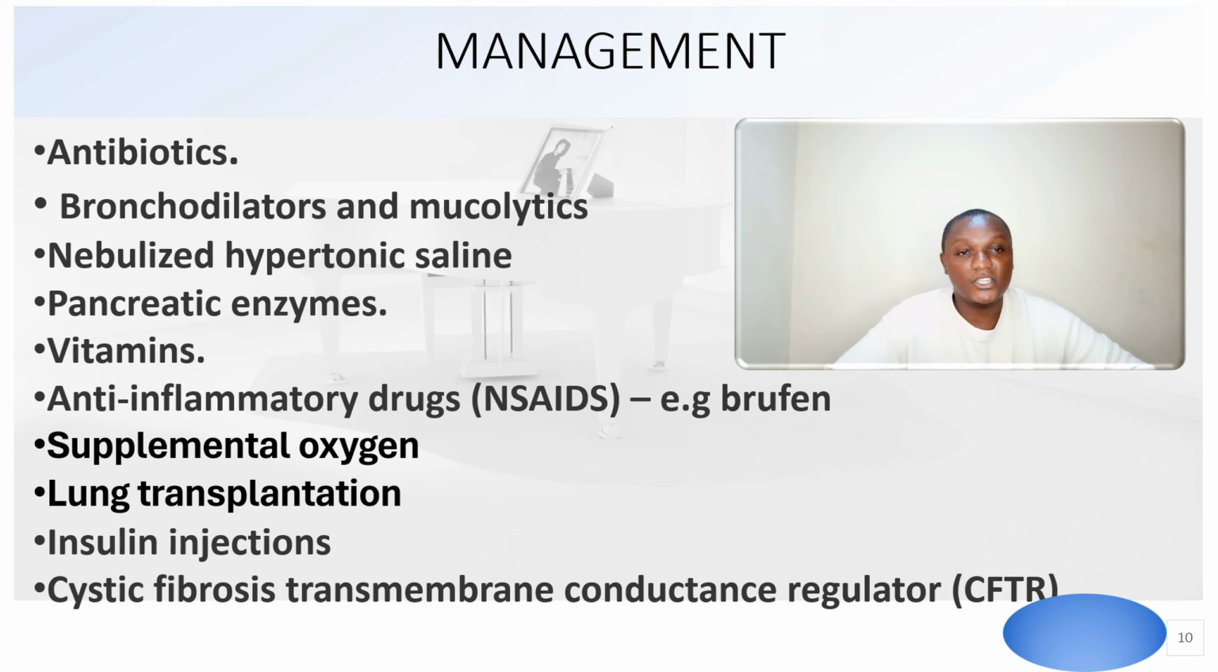Lung transplantation is the last resort. That is whereby you remove part of the lungs or the whole lung and you replace it with one from a donor to help with breathing. Patients with cystic fibrosis usually develop diabetes mellitus. They are on insulin injections, so the patient even will be given teaching about it. Cystic fibrosis transmembrane conductance regulator modulators. That is a medicine for the cystic fibrosis.